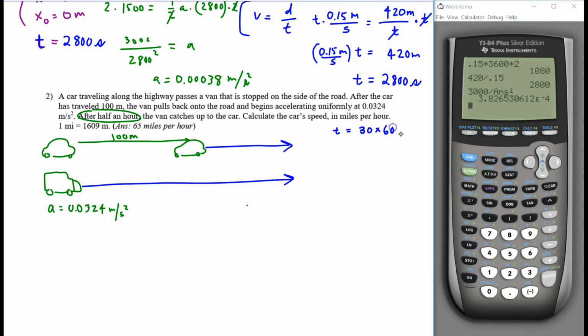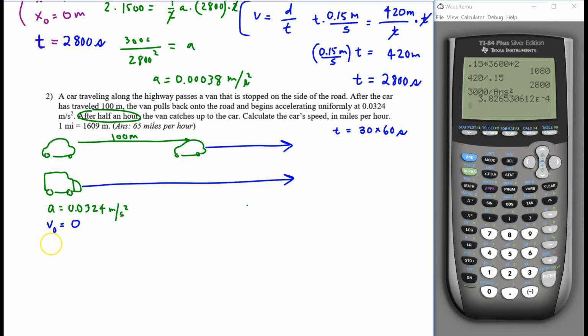Each minute contains 60 seconds. Okay, that's the time for the blue to occur. And at this moment, they are at the same spot. So there's a distance or a position that's equal, right? We also know the van starts from rest. Okay, let's see what the question is asking for. Calculate the car's speed in miles per hour.